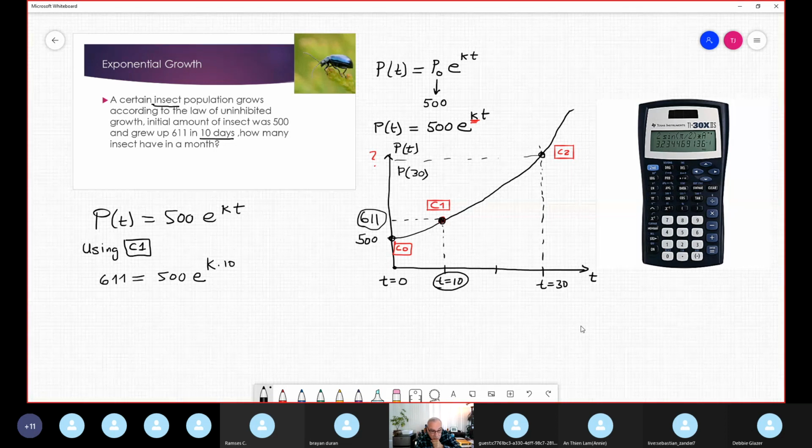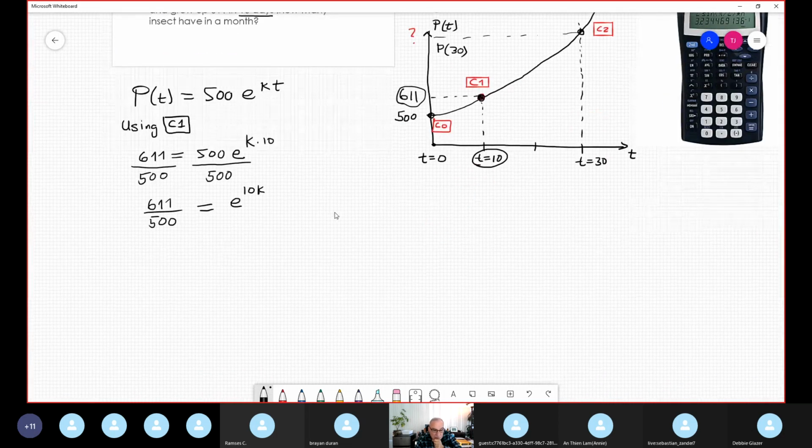And the only unknown that we have in this exponential equation is k. And this is my partial answer. Okay, so what should I do? Well, divide by 500 both sides. 611 divided by 500 is equal to e to the 10k. I want to put a number first because it's more elegant.